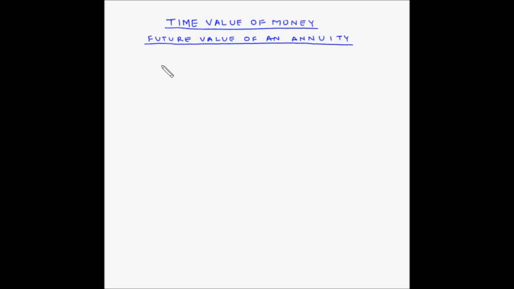So, let's go over the definition again. An annuity is a series of equal payments. So the first key term is equal payments, made at fixed intervals. So the next keyword is fixed intervals.